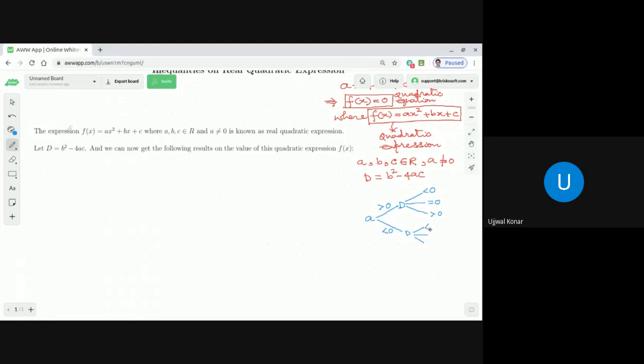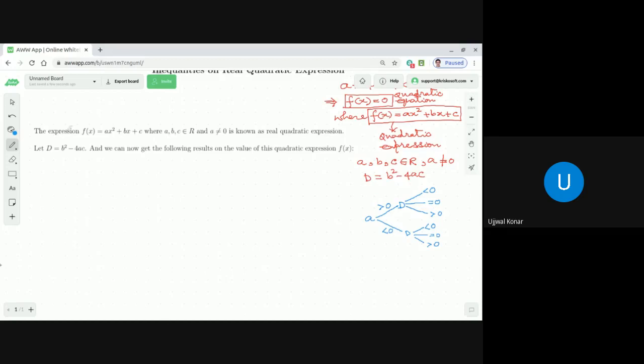One is less than 0, one is equal to 0, and one is greater than 0. So these are the entire branching, dear students. When a is greater than 0, there are three sets of values of d, that is d less than 0, d equal to 0, and d greater than 0. In a similar manner, when a is less than 0, we get three sets of values of d, that is d is less than 0, d is equal to 0, and d is greater than 0. And we need to take care of each and every case.